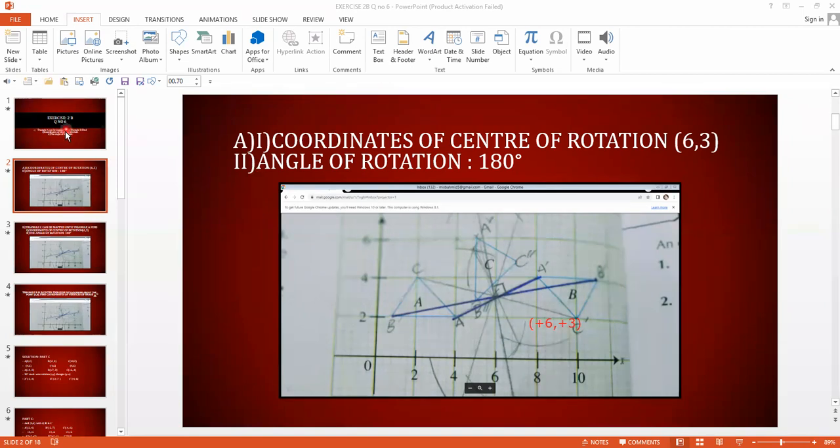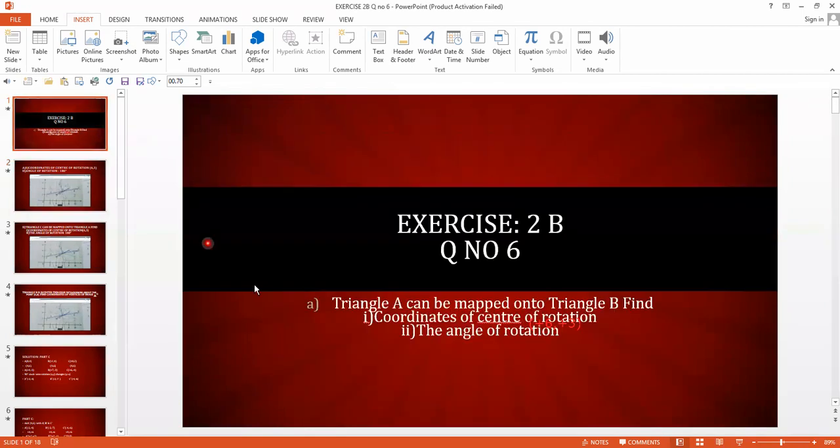I want to show you the question once again. Okay, look here. They have written here, triangle A can be mapped onto triangle B. Find the coordinates of center of rotation. So what are the coordinates of center of rotation? +6 and +3. And then now you have to find angle of rotation.